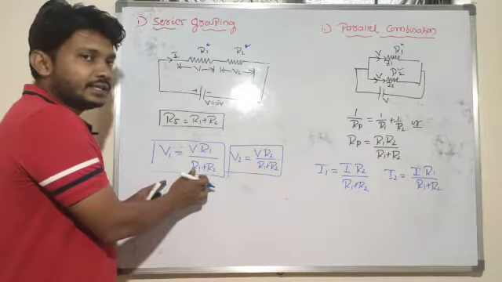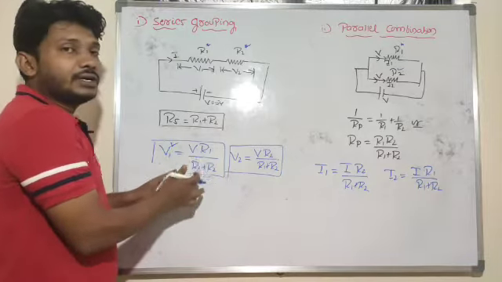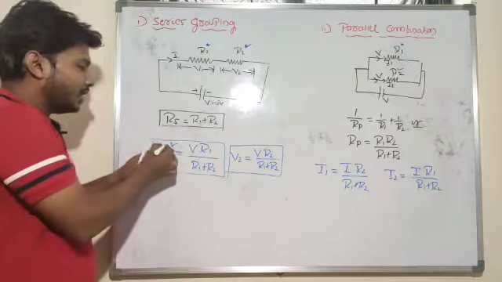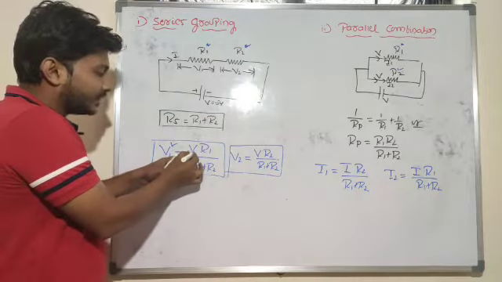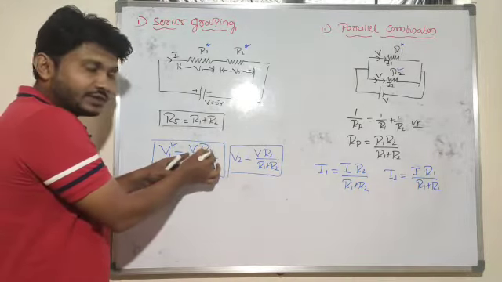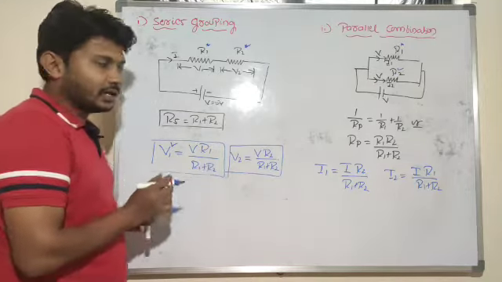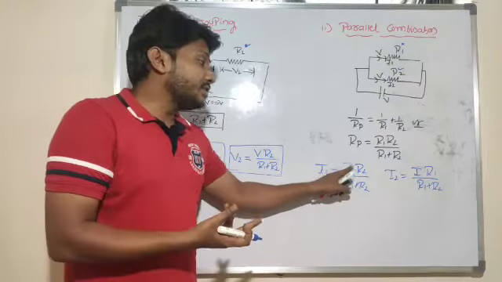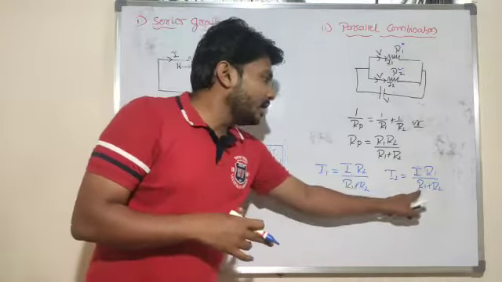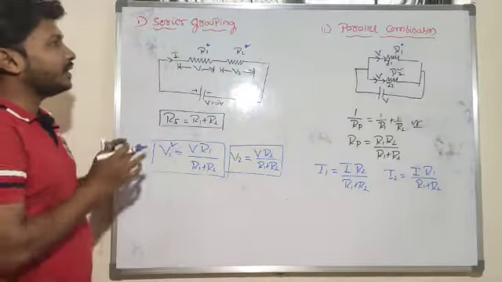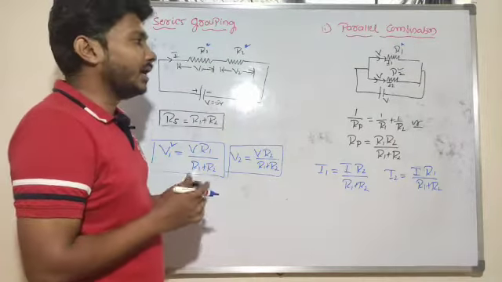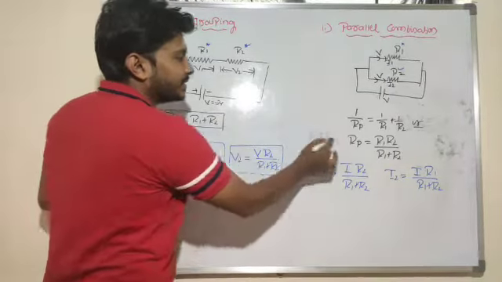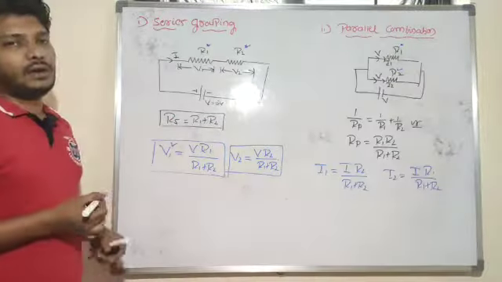In case of the series combination, total potential difference is equal to the sum of the individual potential differences. So branch potential difference is equal to total potential difference into resistance of the same branch divided by total resistance. Here, branch current is equal to total current into resistance of the other branch divided by total resistance. So in series and parallel combinations, these are the formulas to determine the effective resistance in series and the effective resistance in parallel.